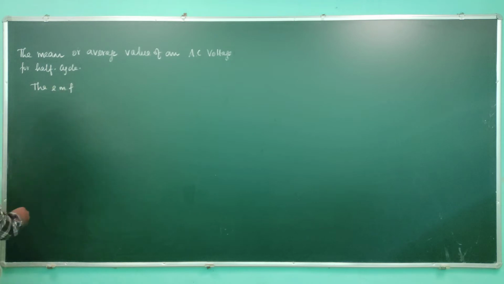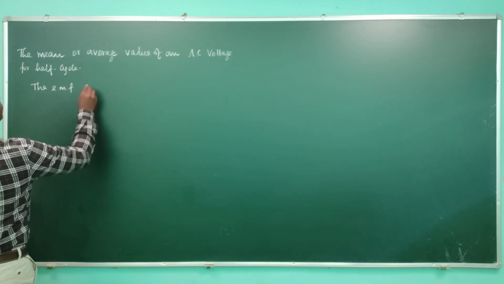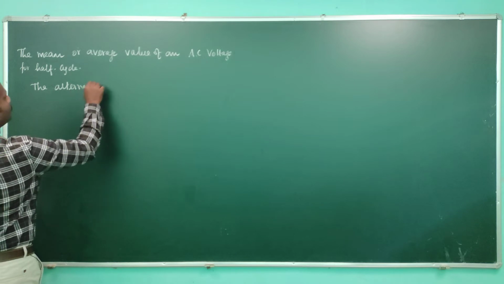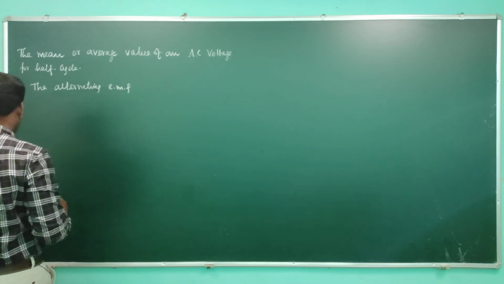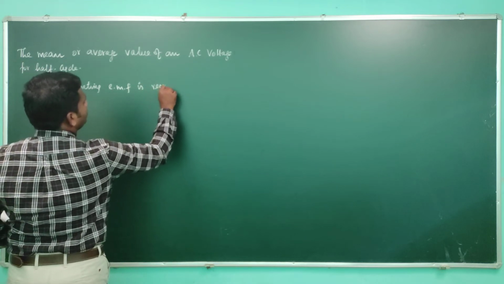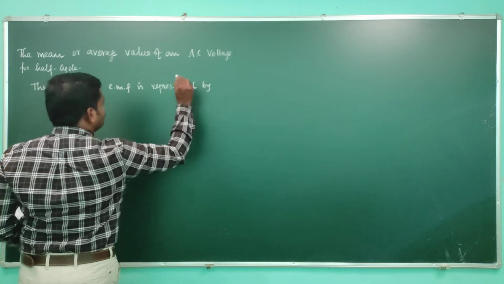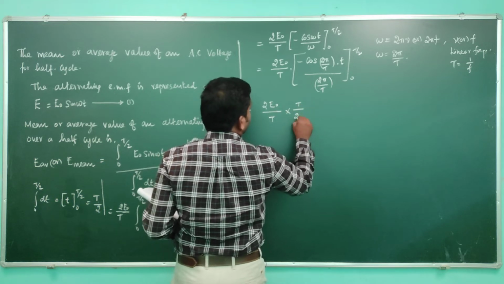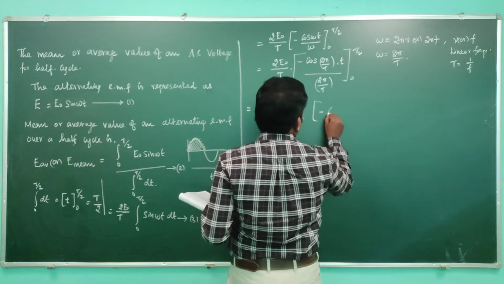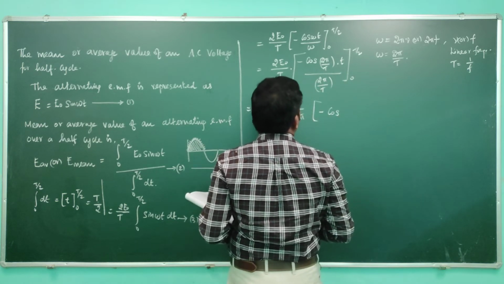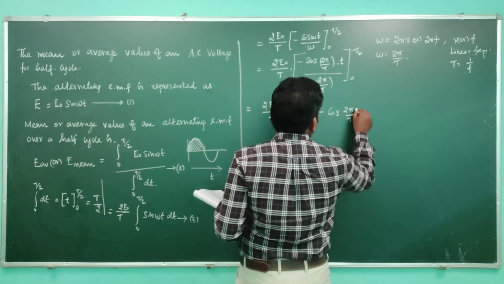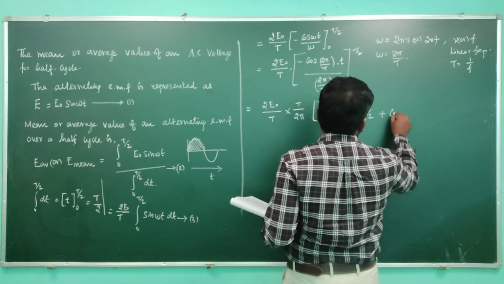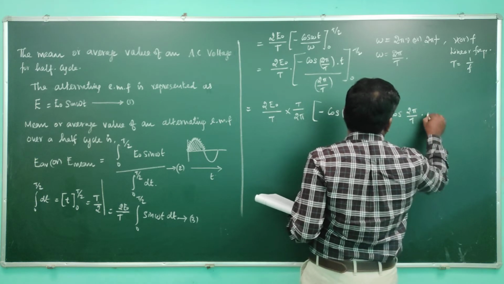The alternating EMF is represented as 2 E naught by T multiplied by T by 2 pi, this side minus cos. Let me apply the limits. 2 pi by T multiplied by T by 2, minus, plus cos of 2 pi by T multiplied by 0.